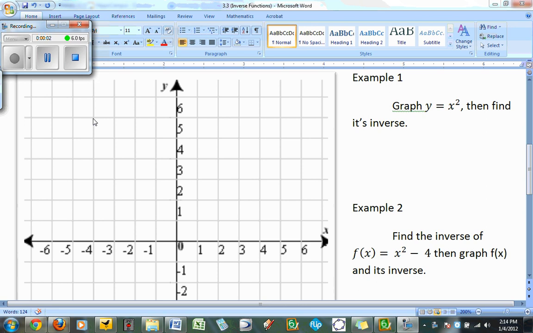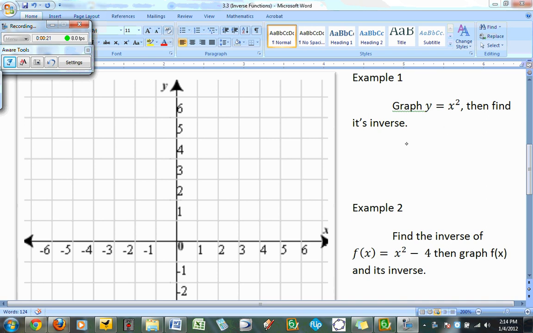Okay, section 3.3 is about inverse functions, and example 1 is asking us to graph y equals x squared, then find the inverse. Well, we just did a whole deal on graphing families of graphs. We know that this is a parabola, but when in doubt, when you don't know on a graph, plug in a value for x, get a y.